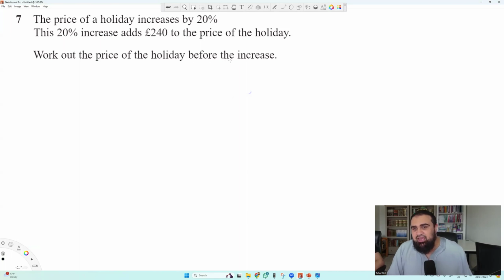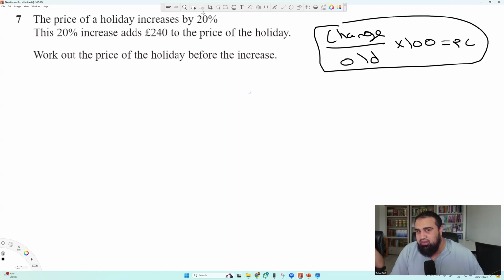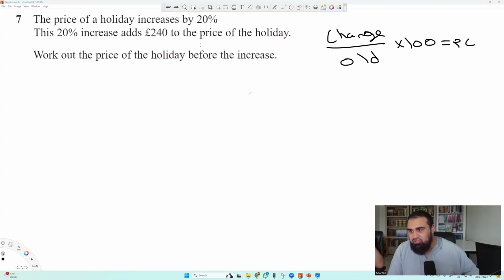Now, because this is the increase-decrease question, the first thing I want to look at is there's this formula I know: change over old times 100 equals the percentage change. But the fact that this question is a non-calculator question, I'm a bit nervous about using this formula. But let's do some problem solving and see how it goes.